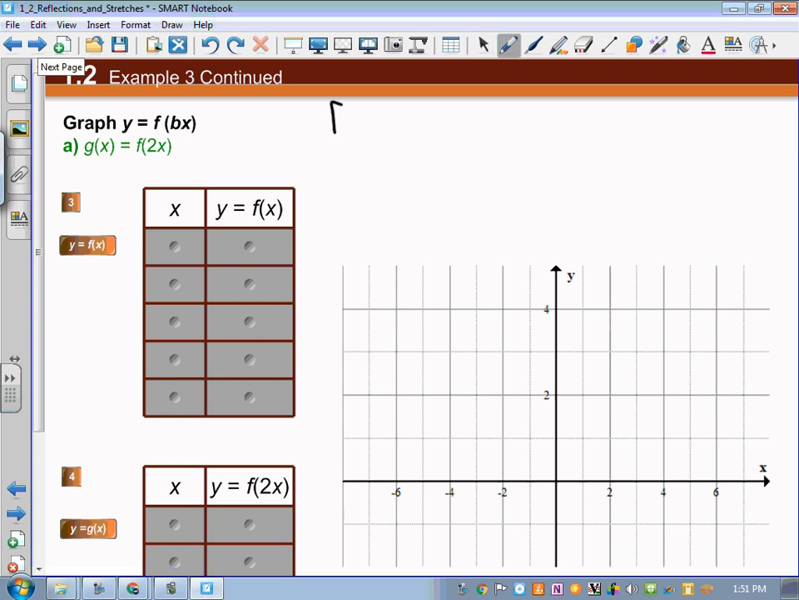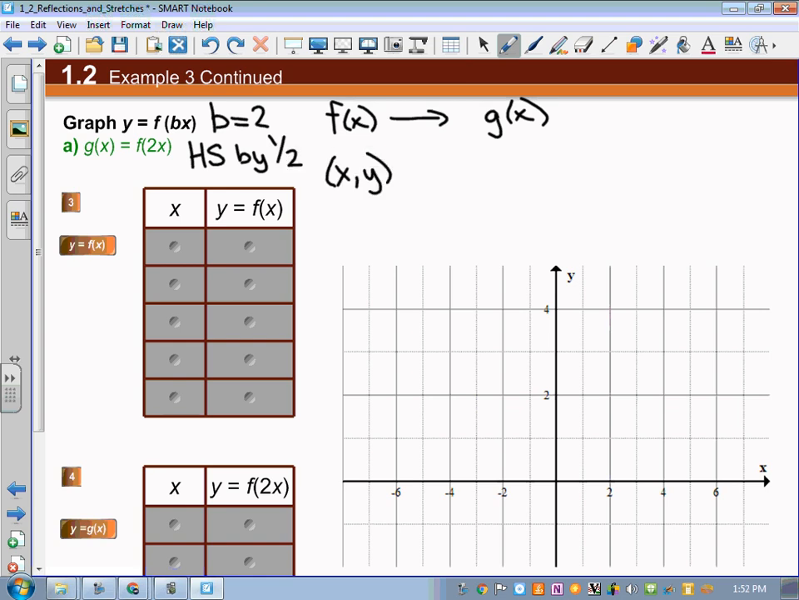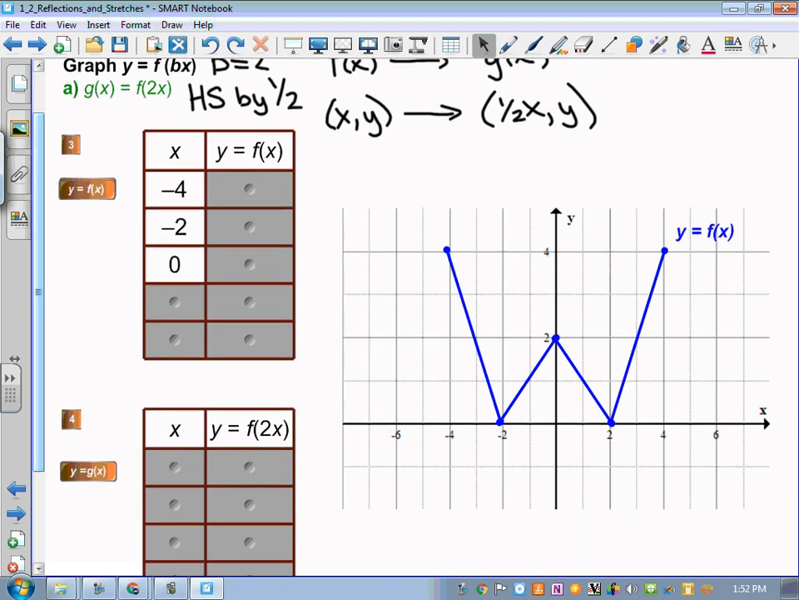Okay, so letter A here. I'm going to try to be consistent with this: if we are trying to turn f of x into g of x, then I want to identify that the b parameter is 2, so there is a horizontal stretch by 1 over 2, which means that any coordinate x comma y on f of x is going to turn into 1/2 x comma y on g of x. And it's very important that if the b value is 2, the horizontal stretch is the reciprocal of that b value. And that'll be very consistent throughout. So here is our original w with all of its points.